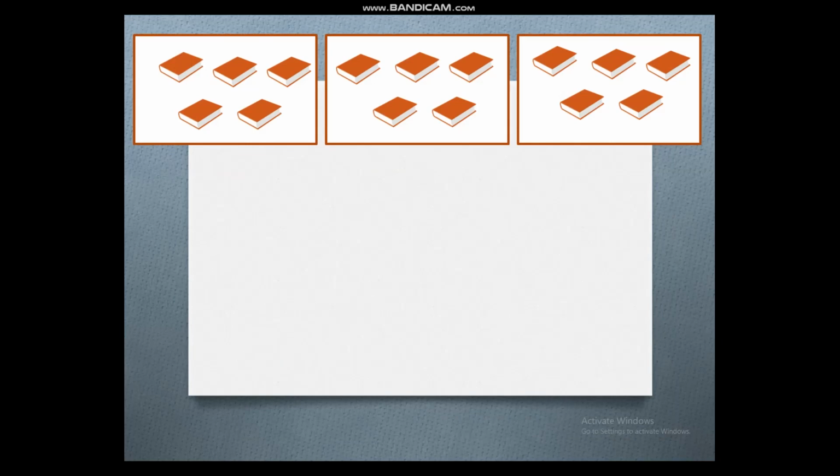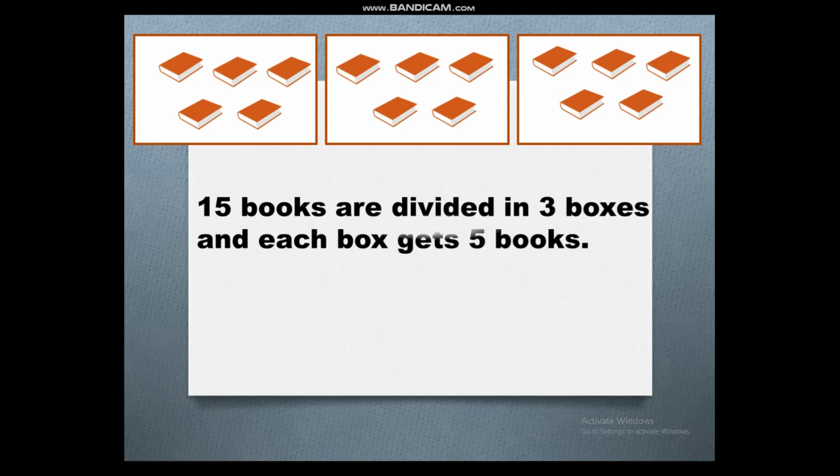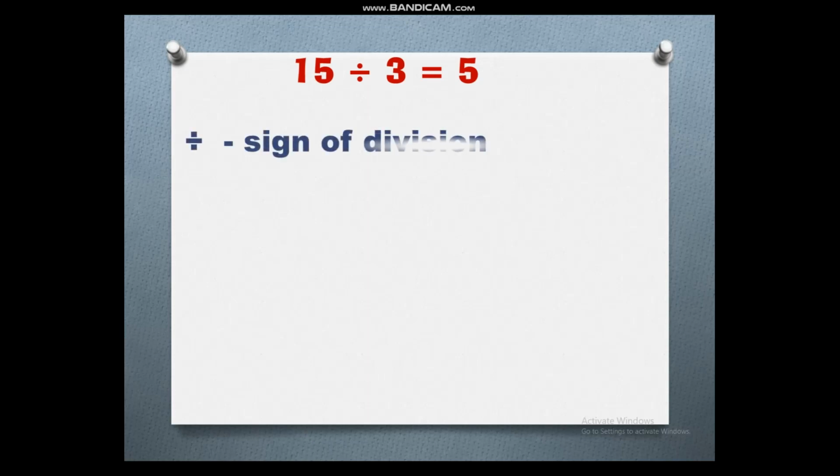Now here we can see some books, and we have 15 books here which are divided in 3 boxes, and each box gets 5 books. And this statement can be written in the form of a division fact, and that is 15 divided by 3, and we get 5. Now in this division fact we can see 15. There is a sign which resembles a sign of subtraction with 1 dot up and 1 below, then 3 and then 5. Now this sign is called sign of division.